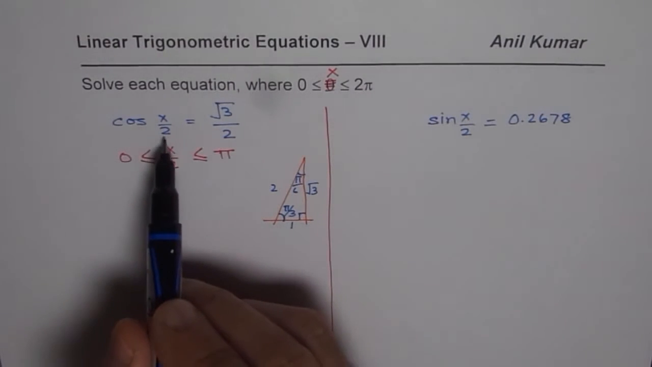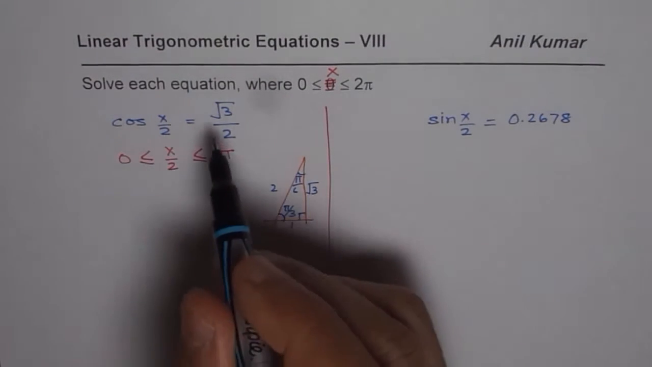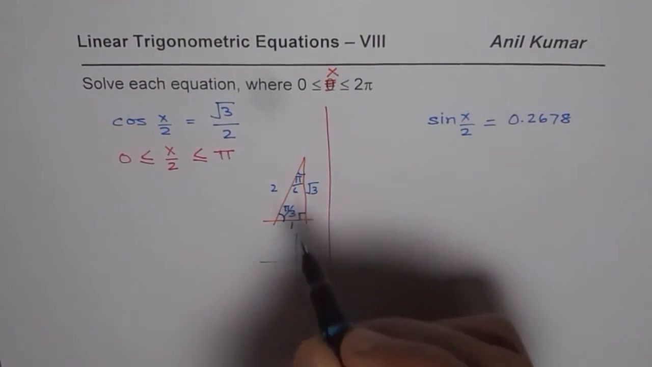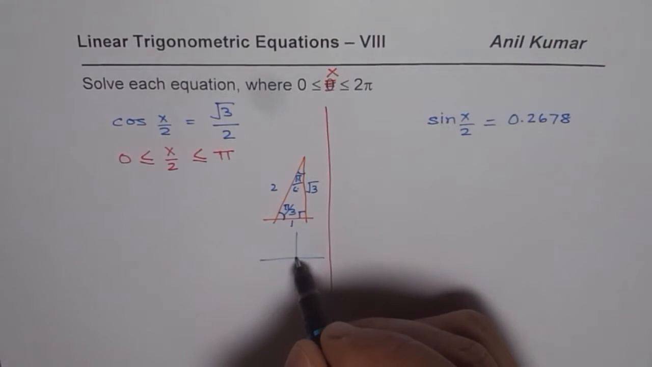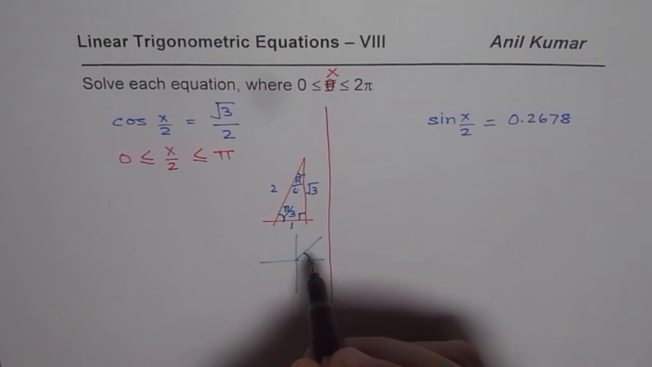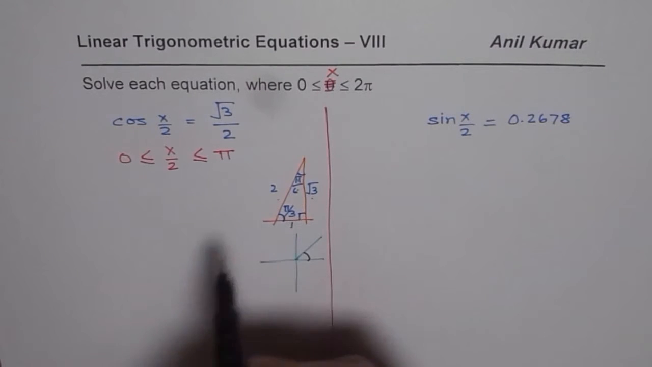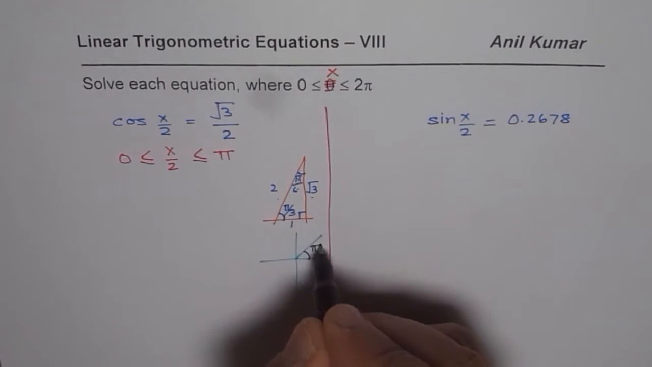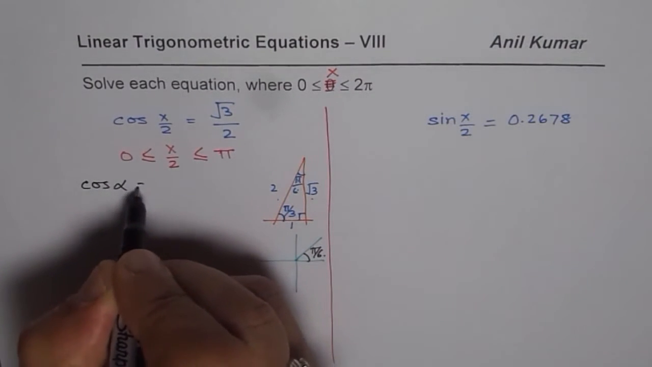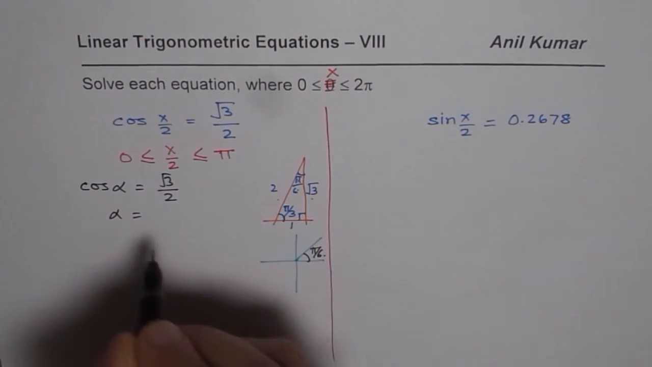Now cos theta or cos alpha, which is going to be square root 3 by 2, will be for the particular angle which is pi by 6, correct? So in quadrant 1 we are trying to find the related acute angle. The related acute angle, which is going to give us square root 3 over 2 as the value, is pi by 6. So we get cos alpha, the acute angle, is square root 3 over 2. It means alpha is equal to pi by 6.